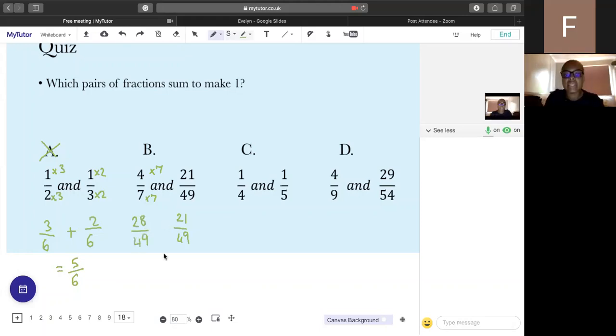So if I added these together, it would give me 49/49, which is exactly the same as 1 because they're both the same number on the numerator and the denominator. So our answer for this one would be B. Now, if we went through and calculated for C and D, we'd realize that those also, like A, don't give us an answer of 1. So B would be our only answer for this one.